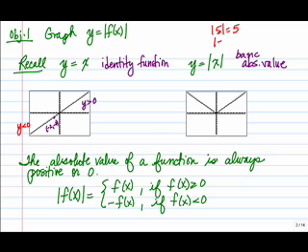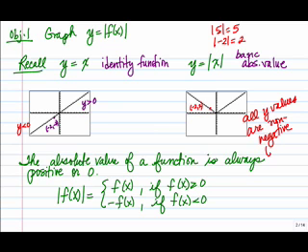Because what is the absolute value of negative 2? It is positive 2. So instead of negative 2 on the graph of y is equal to x, on the graph of y is equal to absolute value of x, it is positive 2. So the absolute value function makes all the y values non-negative. Would you agree with that? All y values are non-negative. What does non-negative mean? It just means simply positive or 0.